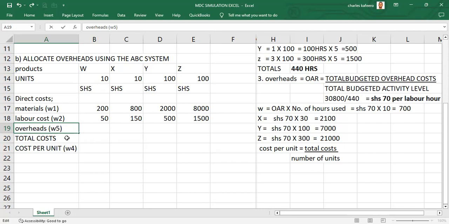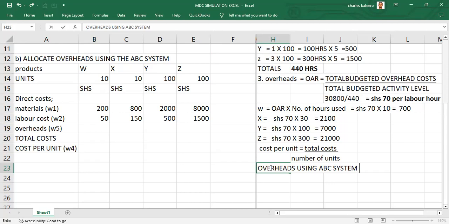So we go to what we need, which is the overheads. Now what we are going to compute is the overheads, but when we are using the ABC system. Overheads using ABC system.